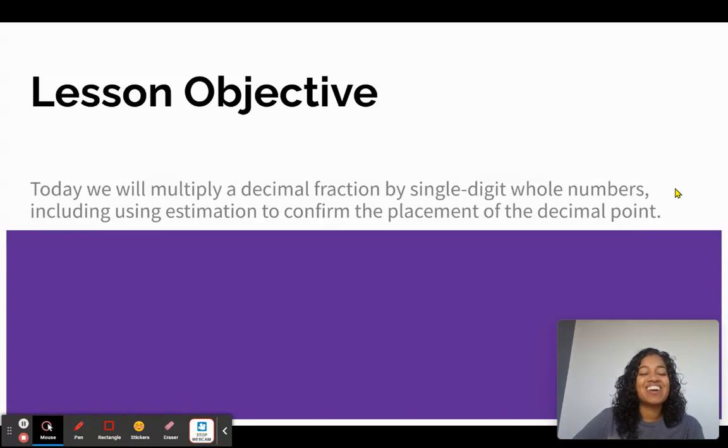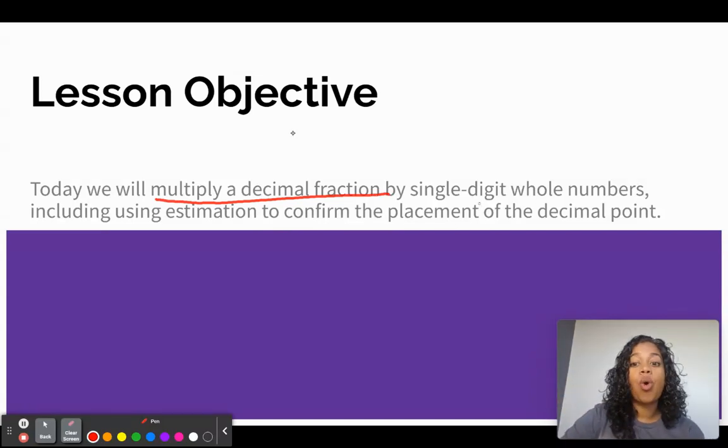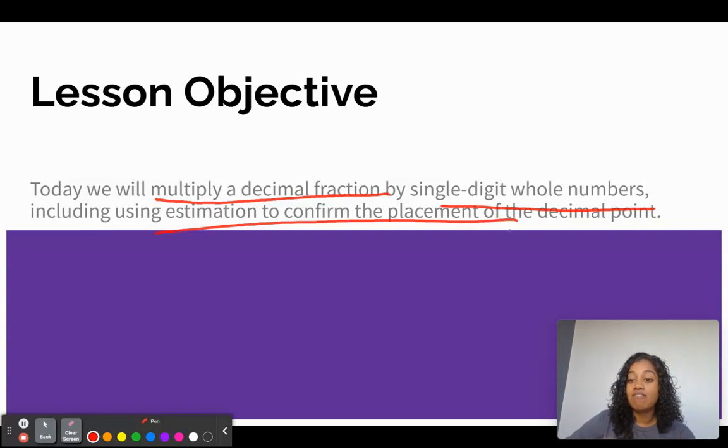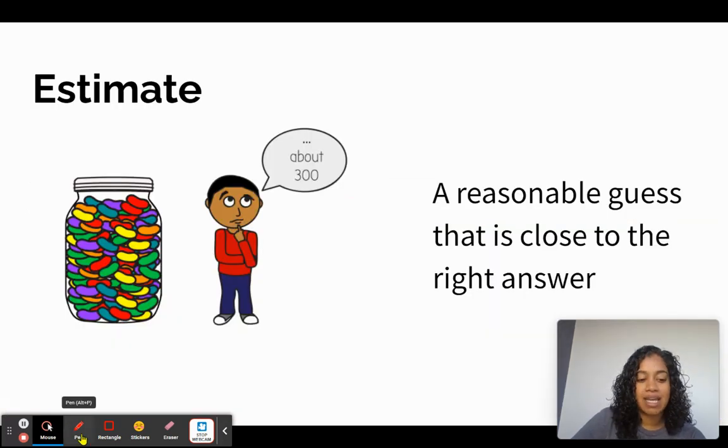Let's go ahead and get started with today's lesson objective. So today we will multiply a decimal fraction by single digit whole numbers using estimation to confirm the placement of the decimal point. All right, let's go ahead and start with what it is to estimate, or estimation.